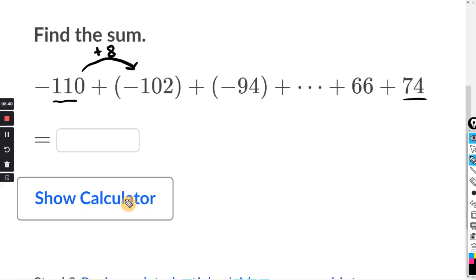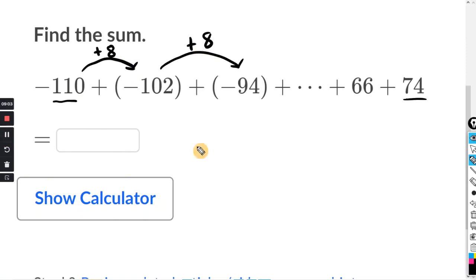Okay, and let's make sure, how do we get from negative 102 to negative 94? Well, once again, you would add 8. Okay, so we are adding the same number each time. So we want to find out how many times we have to add 8 to get from negative 110 to 74.